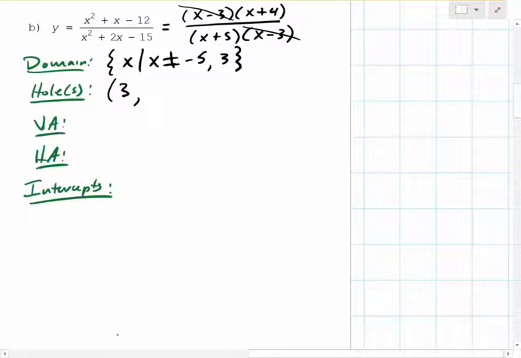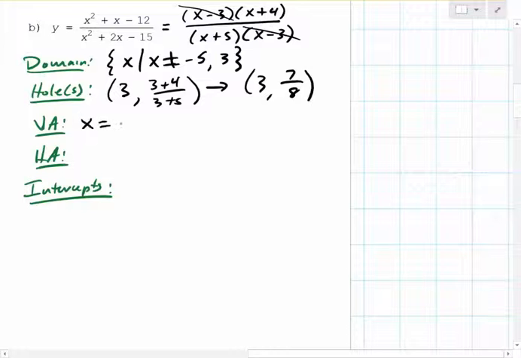What the y value is? What do you do? 3 and 4x plus 4 over, so that's going to be 3 plus 4 over 3 plus 5. So that point is 3 comma 7/8. Yeah. So you know there's a hole right there. Is there a vertical asymptote? Yes. At x equals? Yes, the thing that's left. Is there a horizontal asymptote? Yeah. Y equals 1. Now the last one is fun, the intercepts.